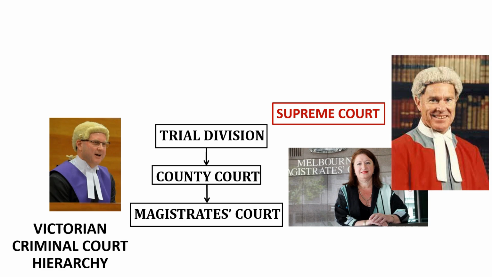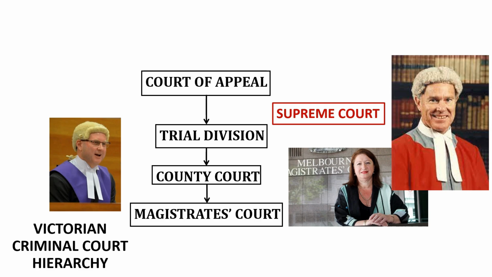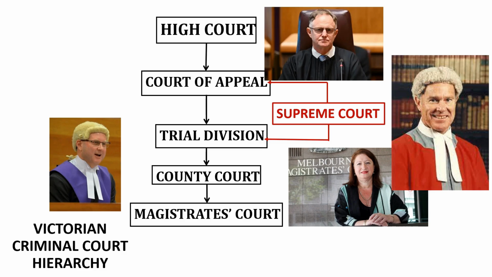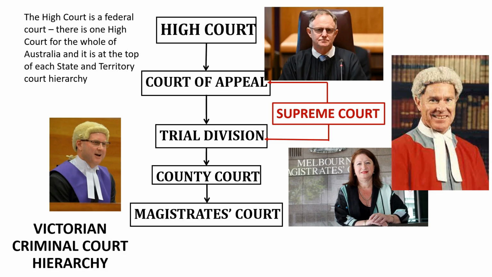Above the Trial Division of the Supreme Court, we have the Court of Appeal. You can see that the Supreme Court consists of two parts. The first part is the Trial Division, which, as its name suggests, deals with trials of accused people for indictable offences. The second part is the Court of Appeal, which again, as its name suggests, deals with appeals. Above the Supreme Court, we have the High Court. The High Court is a federal court, unlike all of the other courts in this diagram, which are Victorian courts. There is only one High Court in Australia, and it sits at the top of each state and territory court hierarchy.